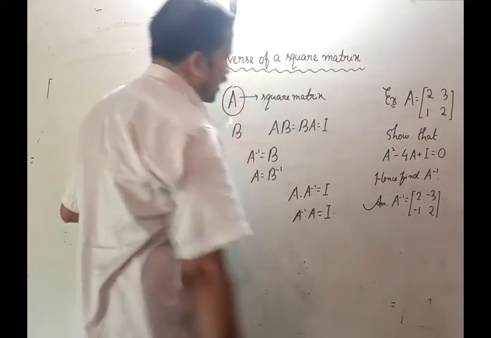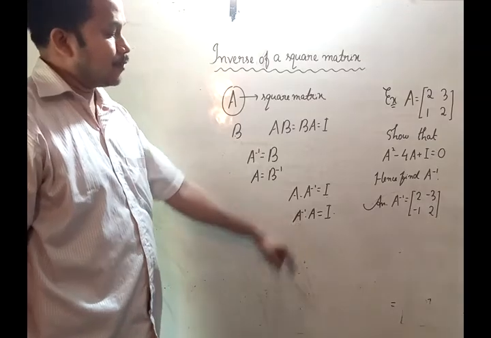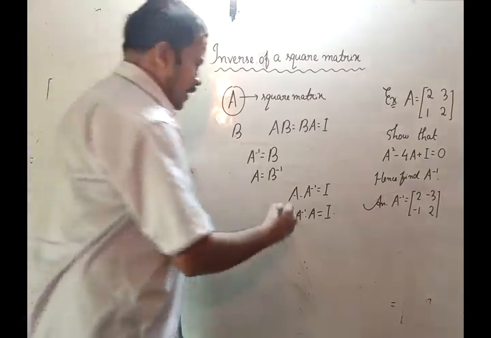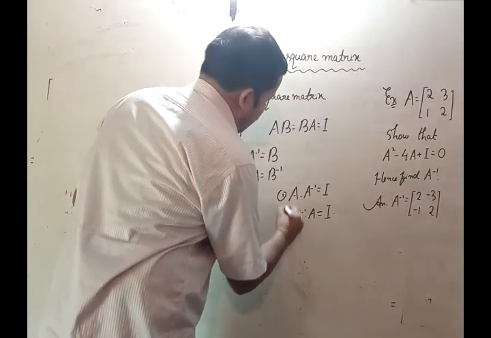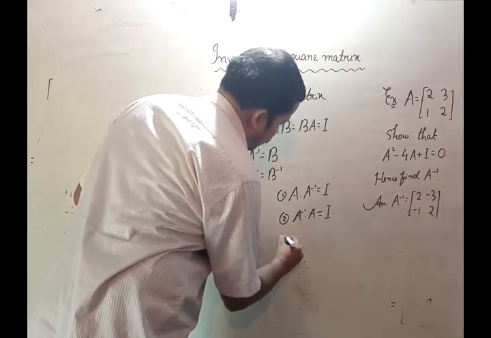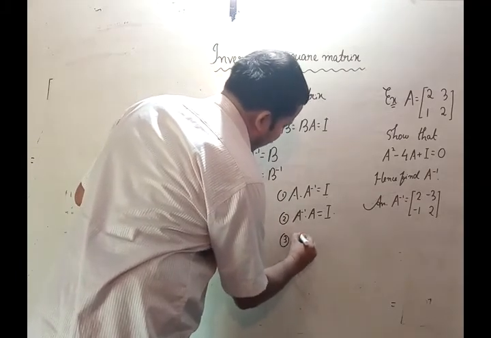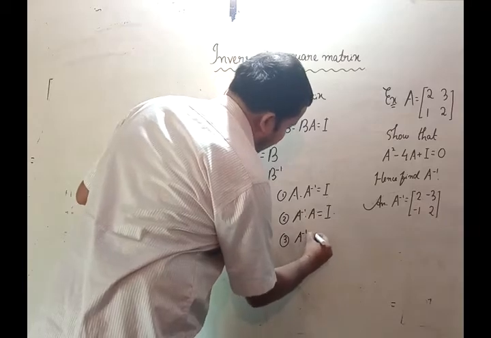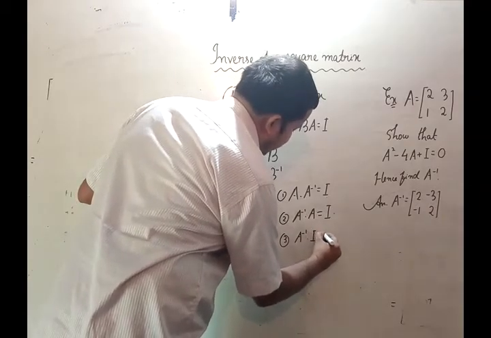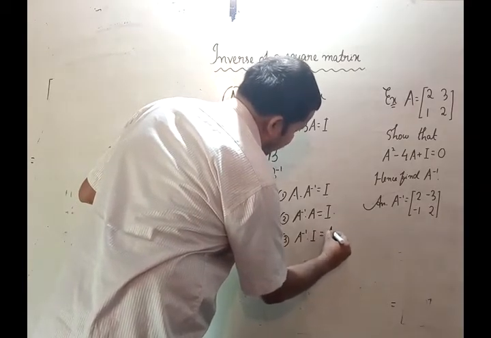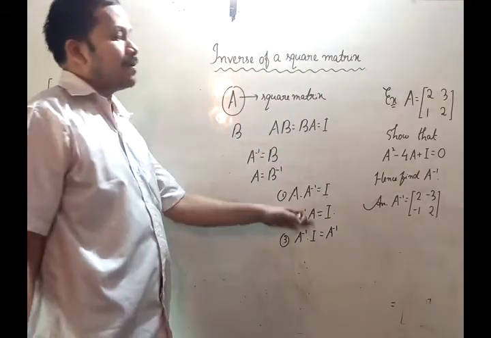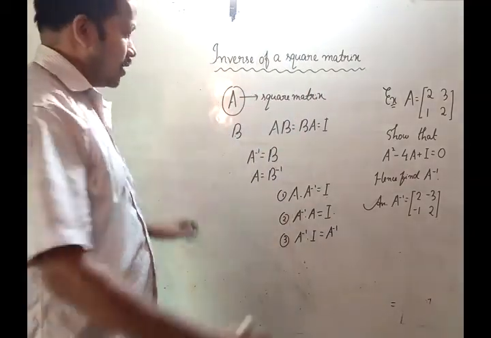And multiplication of A inverse with I: if we multiply this matrix by I, we get A inverse into I, that is also equal to A inverse, and I into A inverse is again equal to A inverse. These are some basic properties of inverse of a square matrix.